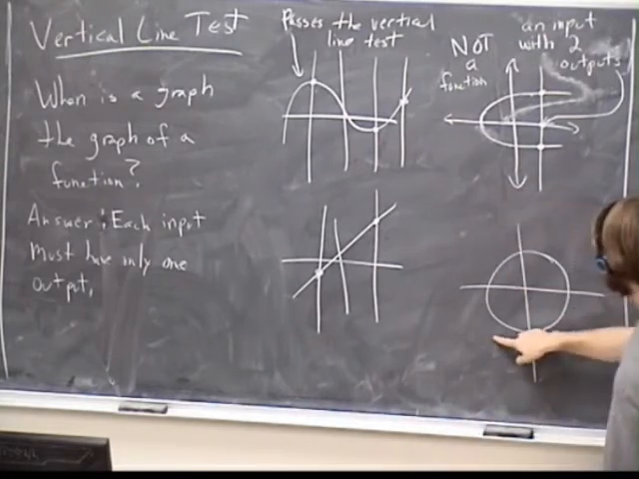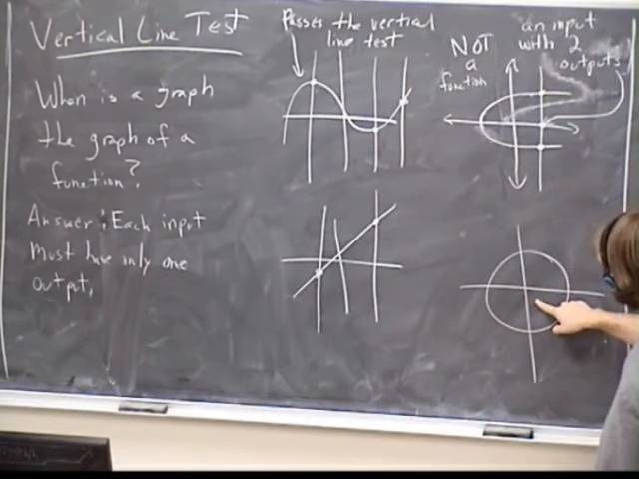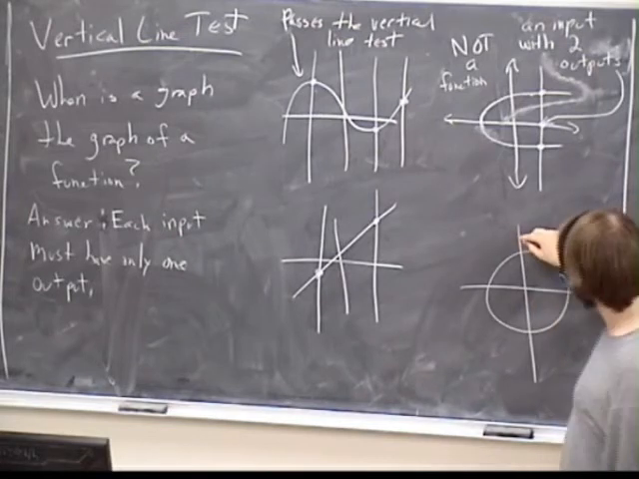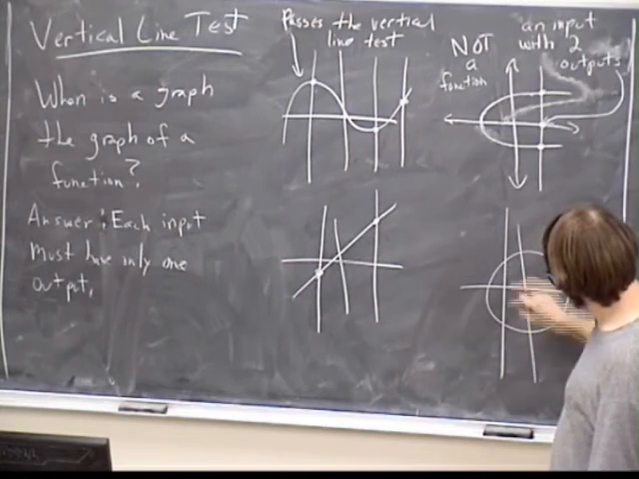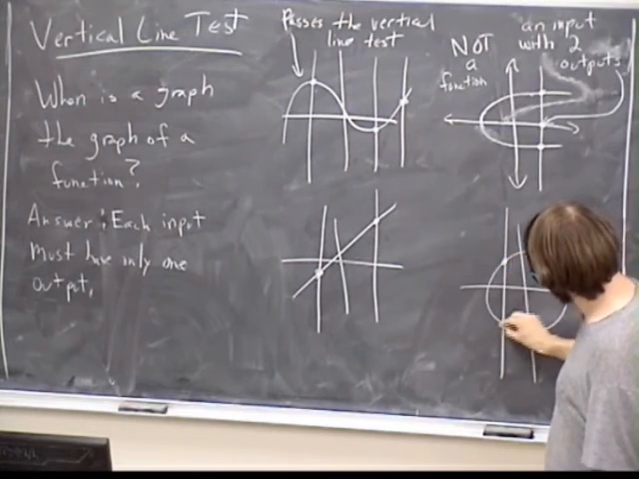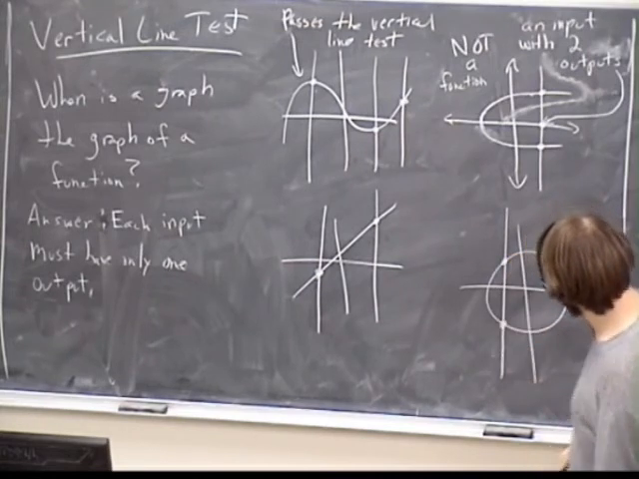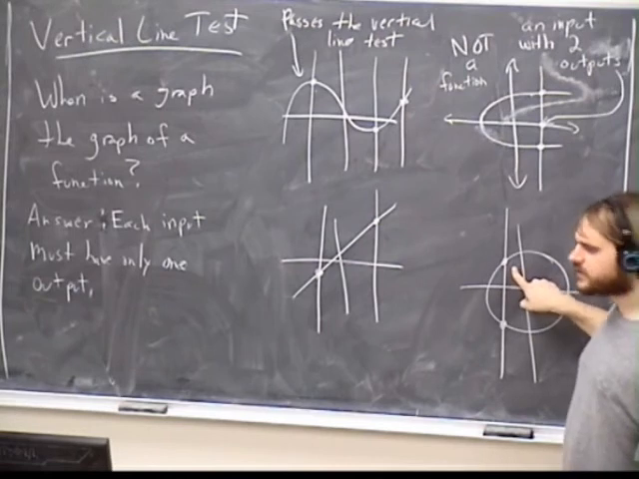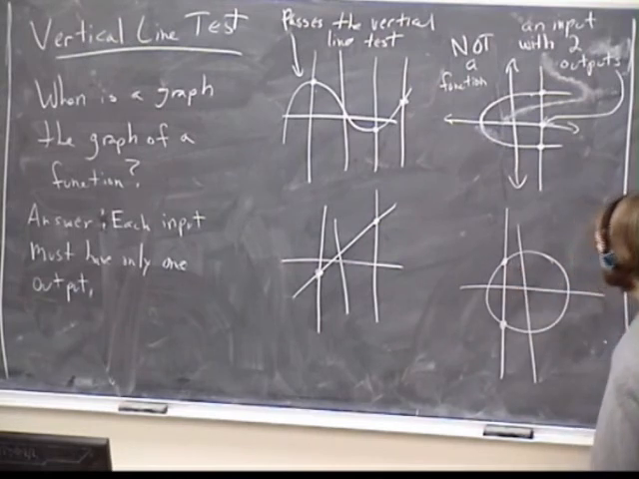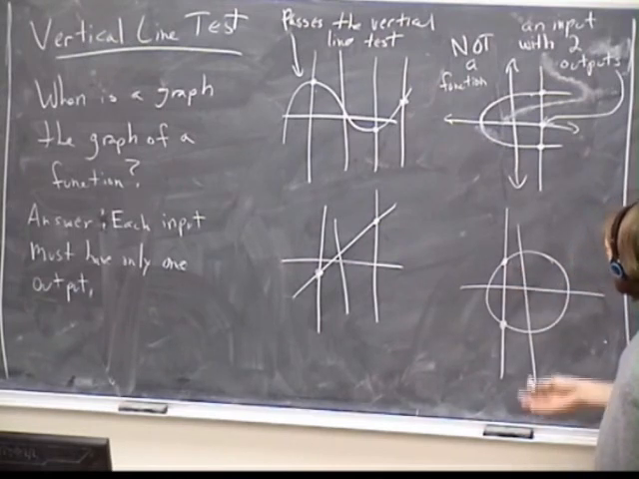For our last example, we'll look at a circle. And see, for a circle, if you draw a line right here, it passes through two separate points, which means that this does not pass the vertical line test. And so this is not the graph of a function. In other words, there's no function whose graph is a circle.